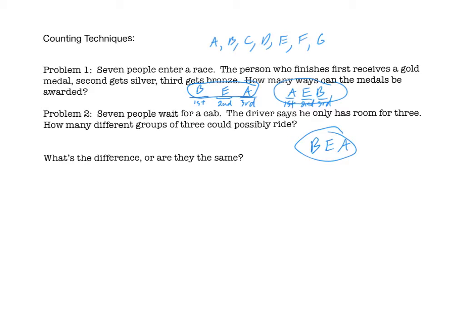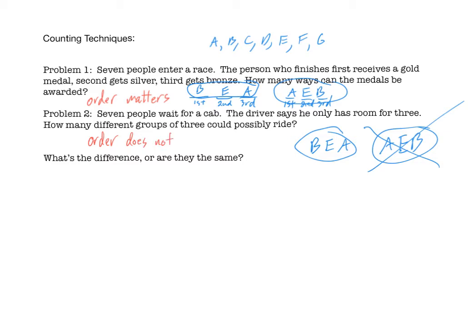Is the same true down here? If BEA went in the cab, is that different than AEB? Are those 2 different outcomes? No, it's still the same exact 3 people. The order of these people doesn't matter when they're riding in the taxi cab, whereas the order they finish here is very important. So that's the key difference here. In the top one, the order matters, and in the bottom one, the order does not matter. So they are different. Even though they look fairly similar on the surface, they are significantly different.